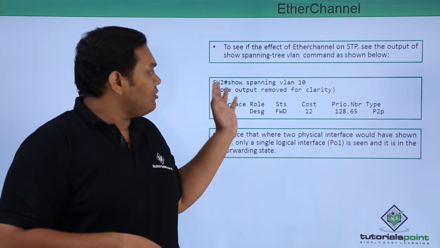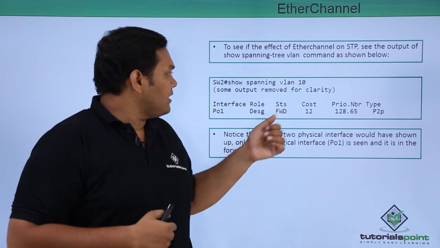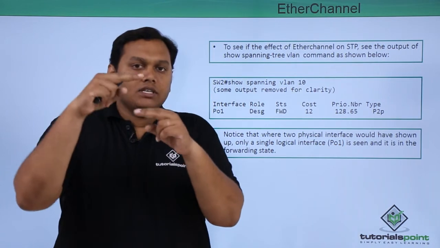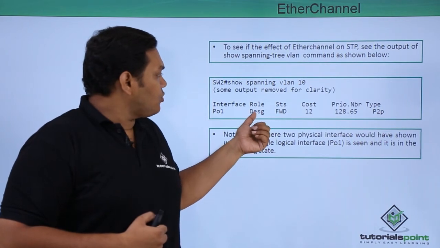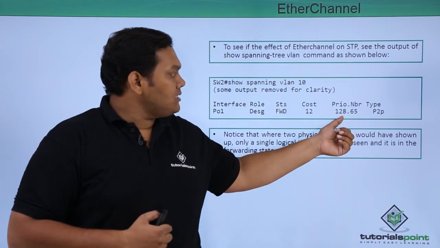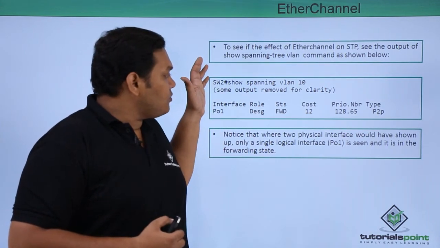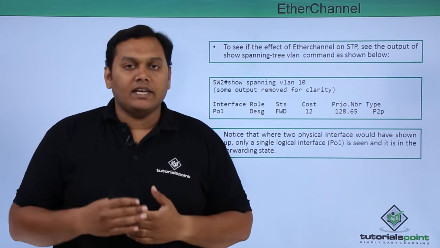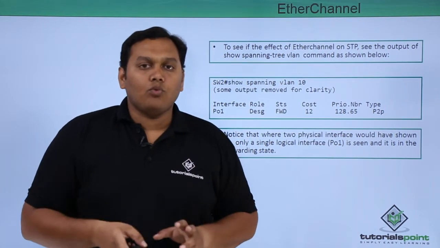Coming to the effect of Ethernet channel on STP, you can see this output from show spanning-tree VLAN 10. The interface is Po1, where the 2 interfaces are combined into a single Ethernet channel. It gives the channel group number as Po1 with the designated role and forwarding status, cost is 12, priority is 128.65, and type is P2P. Notice that instead of the physical interfaces, only a single logical interface is seen as Po1. Now suppose one link goes down, that is Fa0/11. What happens here?